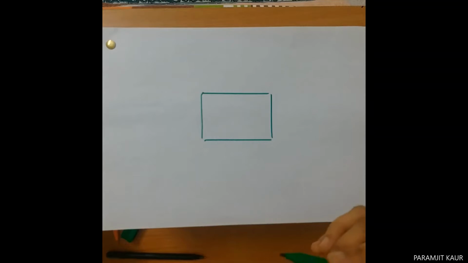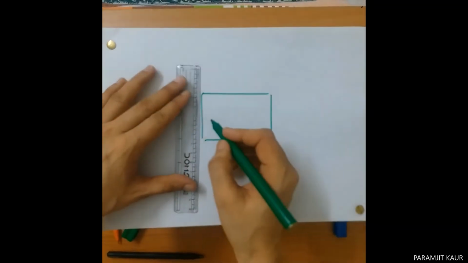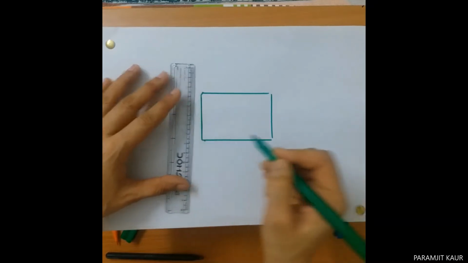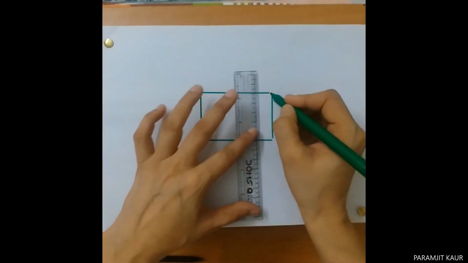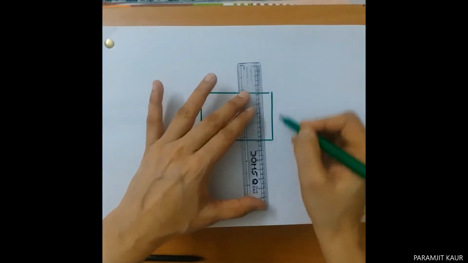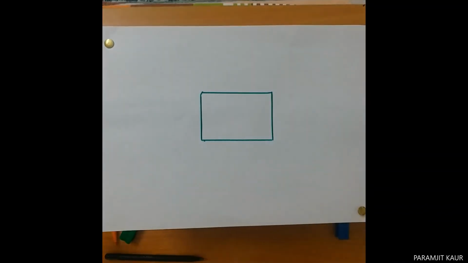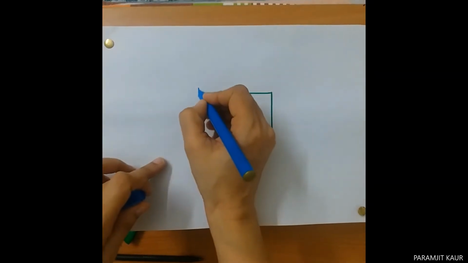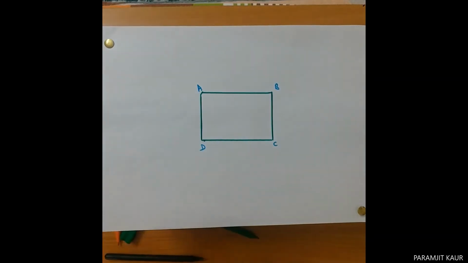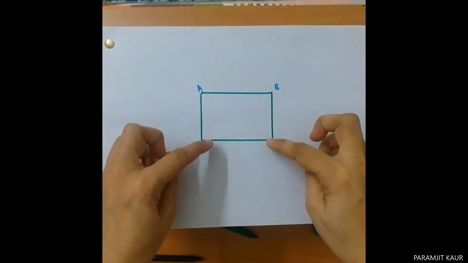After tracing, we will complete the corners of the glass slab by using a scale. So see, I've done it. So that completes the corner of my glass slab. Now let me name this glass slab as A, B, C and D. Now in a glass slab, as you know, there are two interfaces, AB and CD.